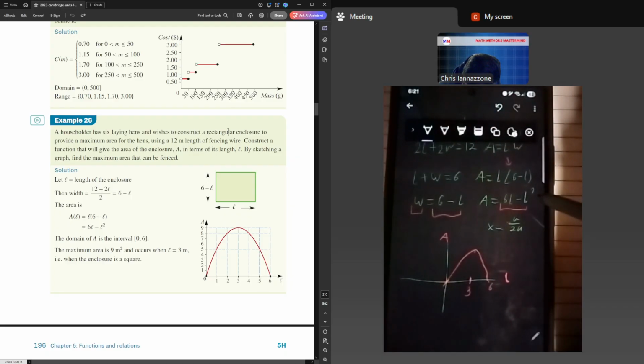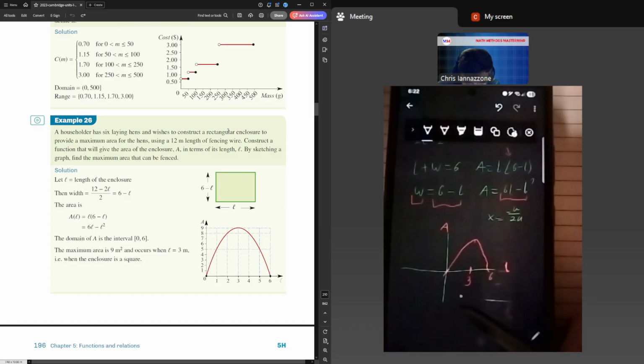So what do we do with that? Well, this is where we go back to our actual area equation. Whichever one you want to use, doesn't really matter. If I sub in L equals 3, I should get the maximum possible A. So that's what we'll do. Here makes most sense to me.